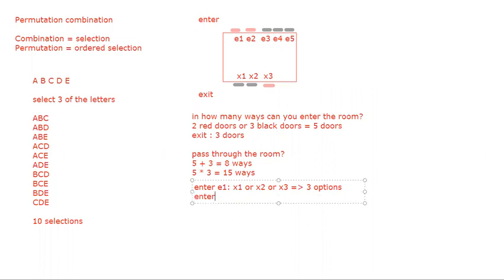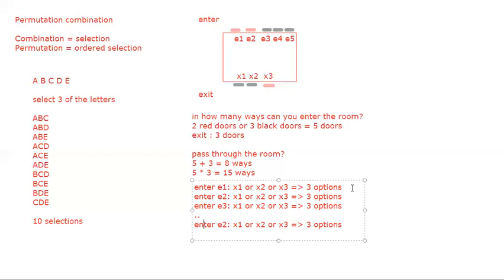But if I enter through E2, then also I have 3 options to go out. If I enter through E3, then also I have 3 options to go out. And in this way, if I enter through E5, then also I have 3 options to go out. So how many options do I have? 15. Which I can just simply say 3 times 5.